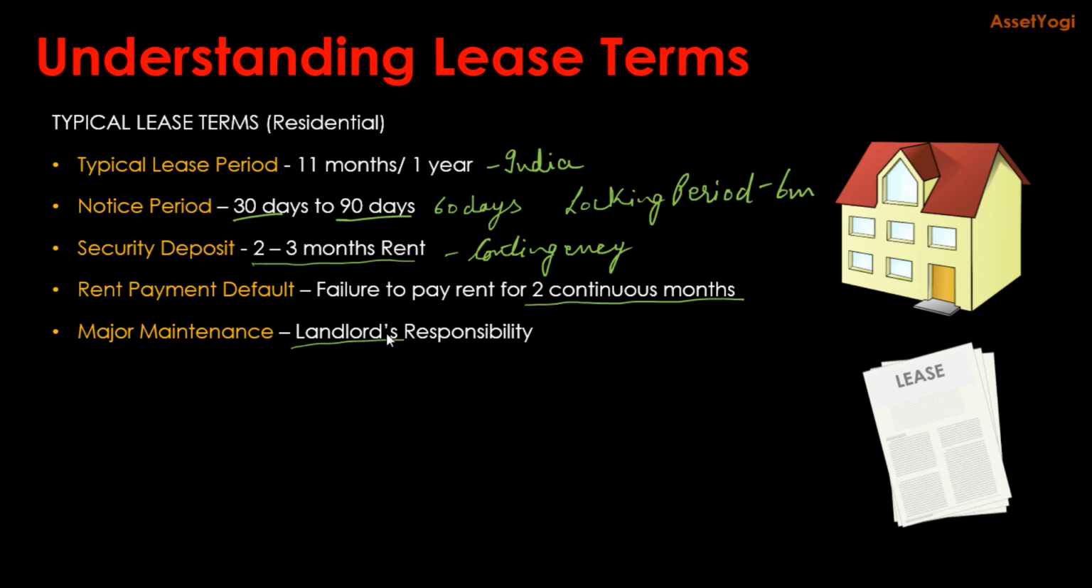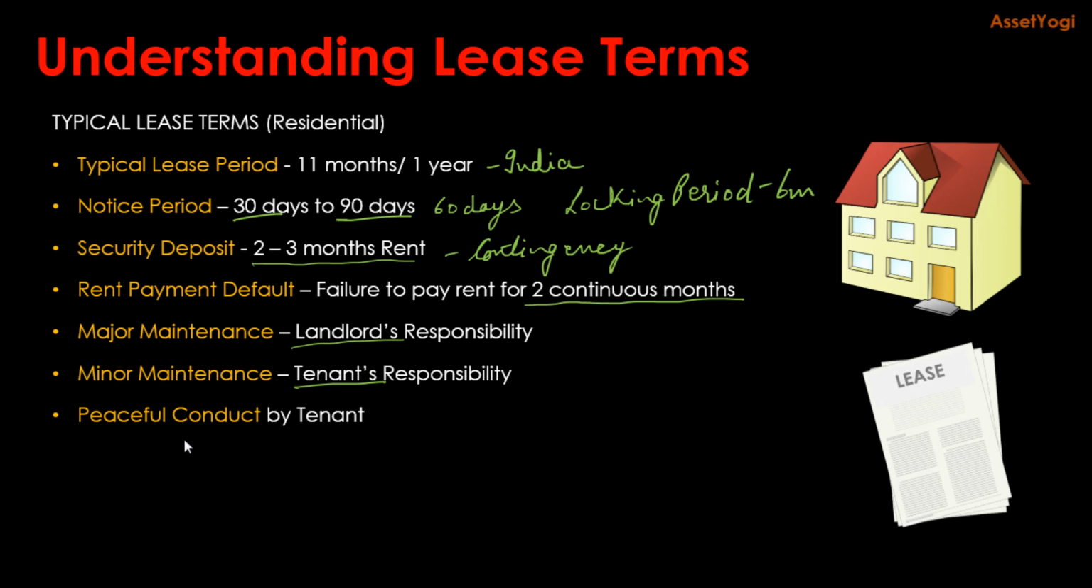Then major maintenance is actually the responsibility of the landlord, which includes any repairs and maintenance of fixed structures like walls, ceilings, doors, windows, electrical, plumbing and sanitary fixtures which are not damaged due to the tenant's negligence. Then minor and day-to-day maintenance is the responsibility of the tenant, which can include cleaning and maintenance of fixtures and appliances. Then the tenant has to ensure peaceful conduct and should not create any nuisance in the neighborhood community. Then from the landlord side, there should not be any privacy infringement and he has to ensure quiet enjoyment of the property to the tenant.